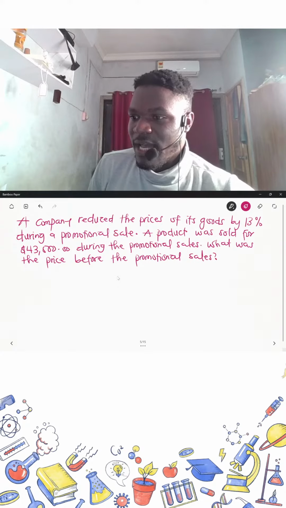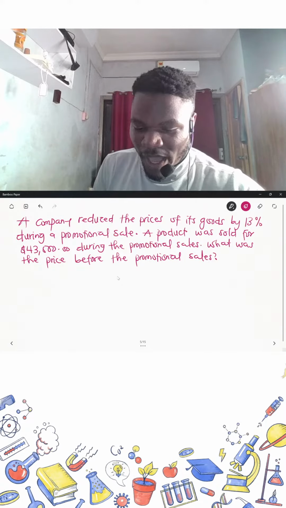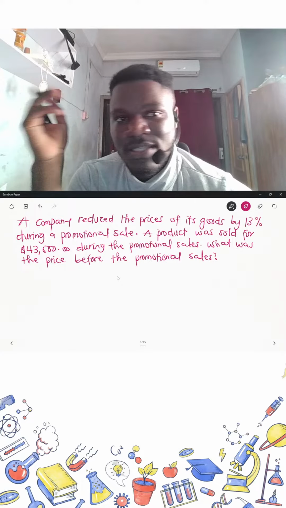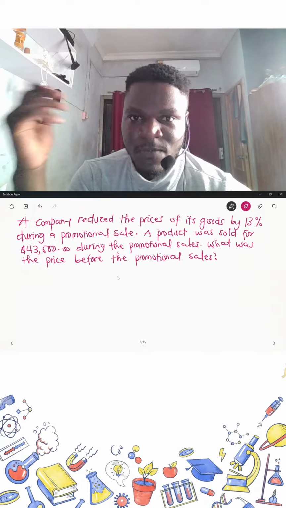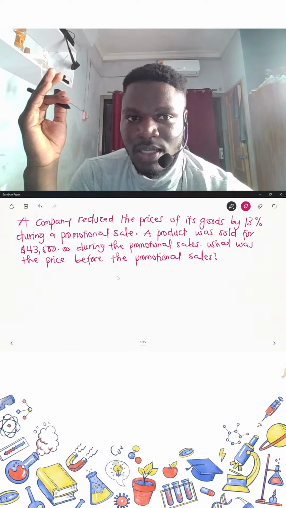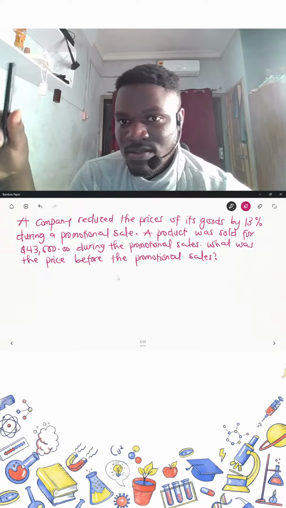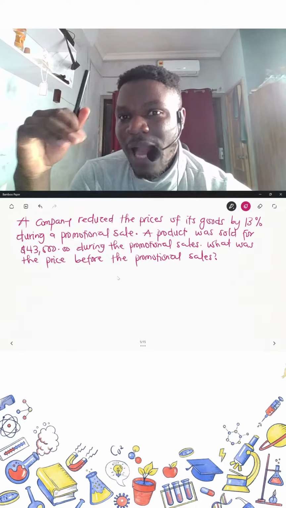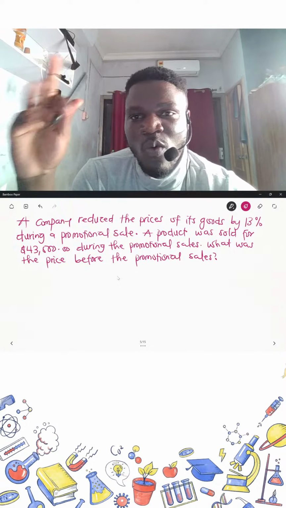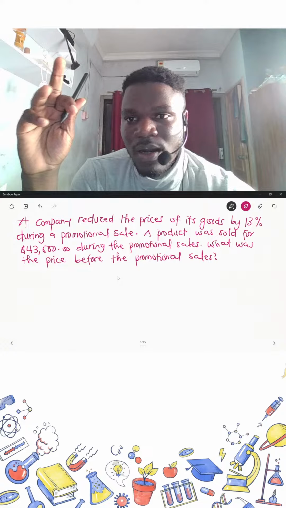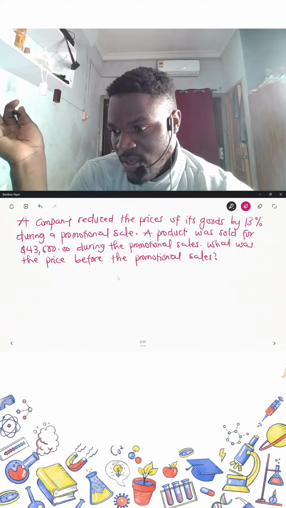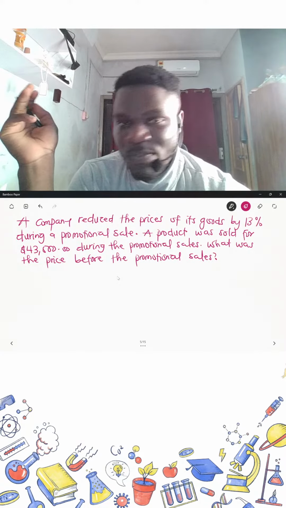Okay, so this is the problem that we have. A company reduced the prices of its goods by 13% during a promotional sale. A product was sold for $43,500 during the promotional sales. Okay, which means the discount has already been applied to it. Are we okay? So the question is asking, what was the price before the promotional sales?